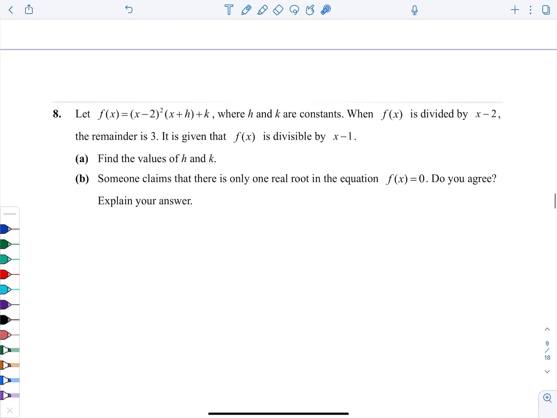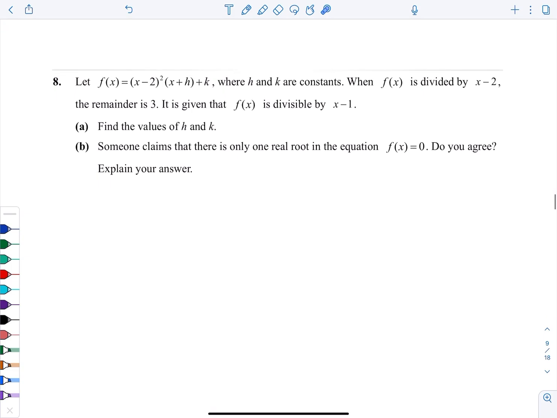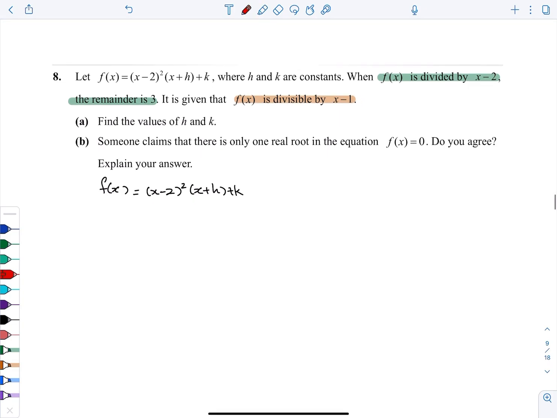Next. What do we have there? So you have your f(x). Let's write it once. (x minus 2) square, (x plus h) plus k. And then we have our first information: it is divided by this thing, then the remainder is this thing. And it's divisible by this thing. Divisible means it is a factor. If it's a factor, that means the remainder is 0.